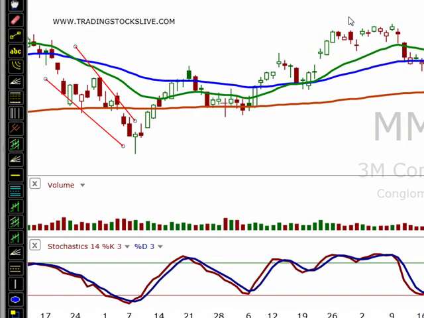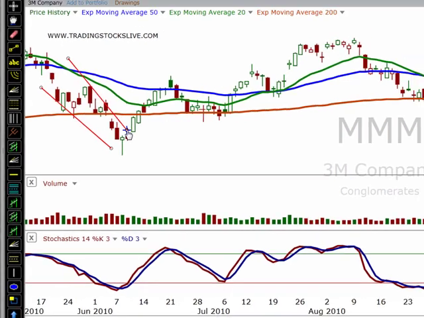It's called a hanging man. That's something completely different. We're going to talk about that, but that's another reversal, another candle reversal pattern. But this is a single candle reversal pattern.